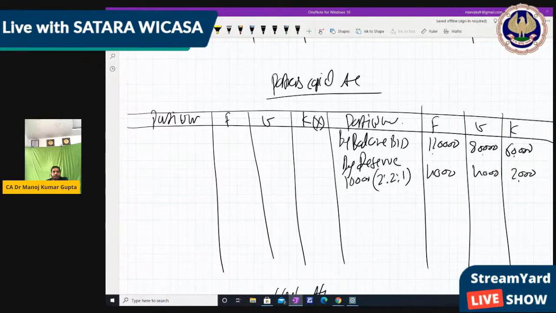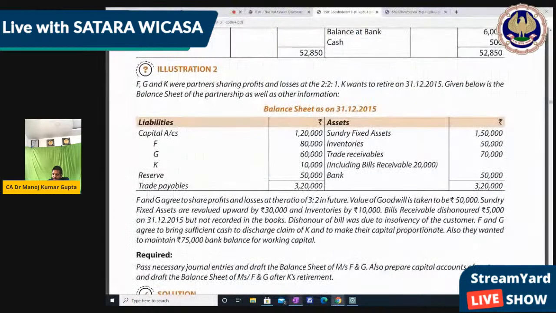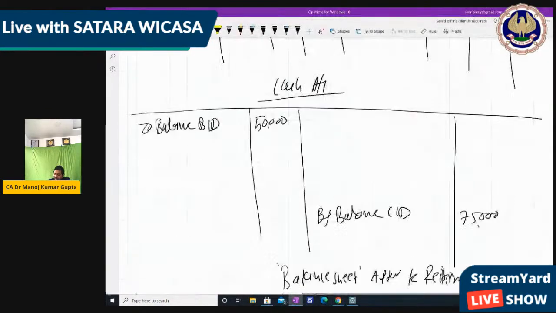Clear? Okay. Further, F and G agree to share 3:2, that we have taken as the gaining ratio. Goodwill is taken; the value of the goodwill is taken to be 50,000. So now we take the goodwill treatment. So now what should we do?